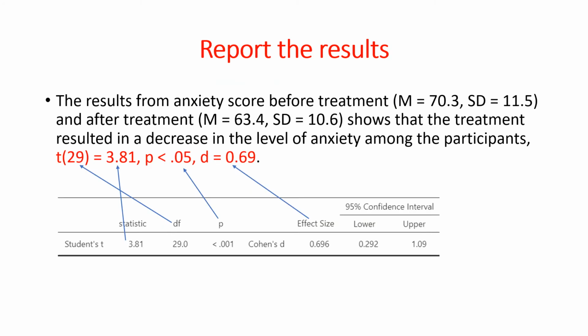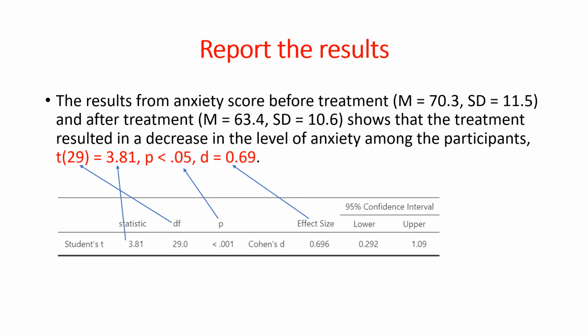That's how we report the results. We start by giving some descriptive statistics, like what was the mean and standard deviation before treatment, and what was the mean and standard deviation after treatment. And then we basically present the same numbers we got in Jamovi. We could present also the table, and then we will have our interpretation. The interpretation here is that the treatment resulted in a decrease in the level of anxiety among the participants.